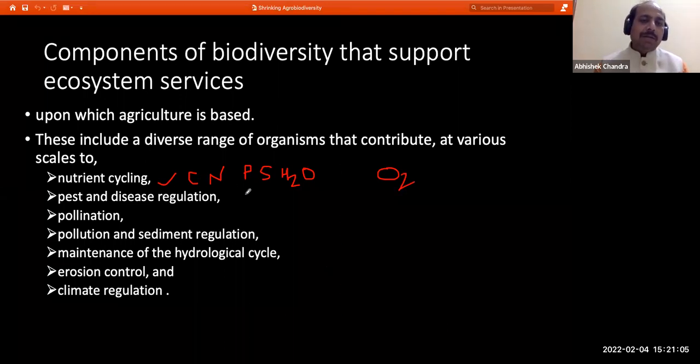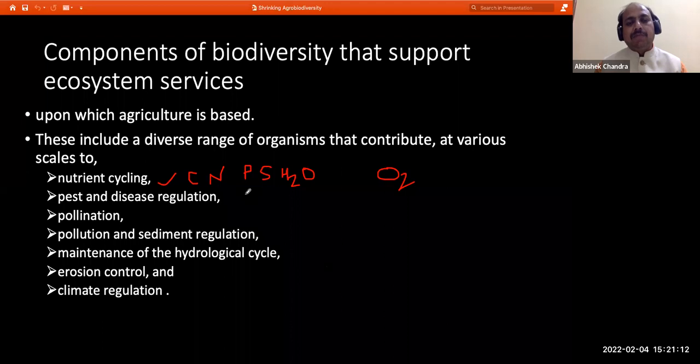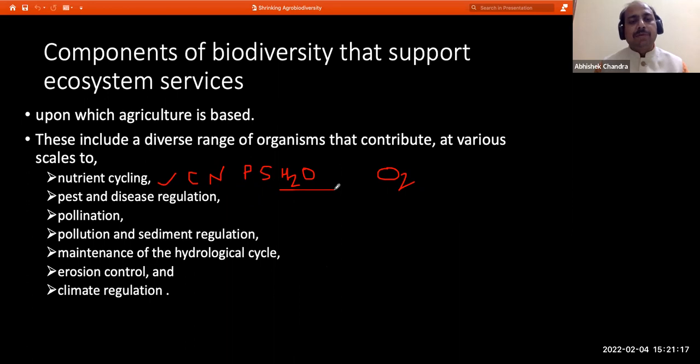The carbon cycle is completed with CO2, nitrous oxide in the nitrogen cycle, and phosphate and sulfate in the case of phosphorus and sulfur. And the water itself, you can see, is made up of two components, H2O. And this nutrient cycle is required for pest and disease regulation and pollination: butterflies, dragonflies, and so many insects which give us, free of cost, cross pollination and so on.